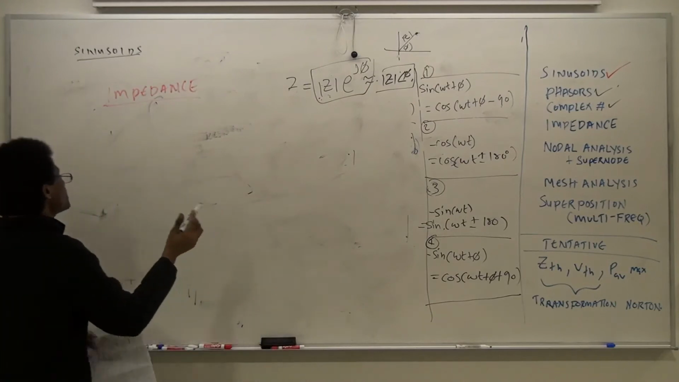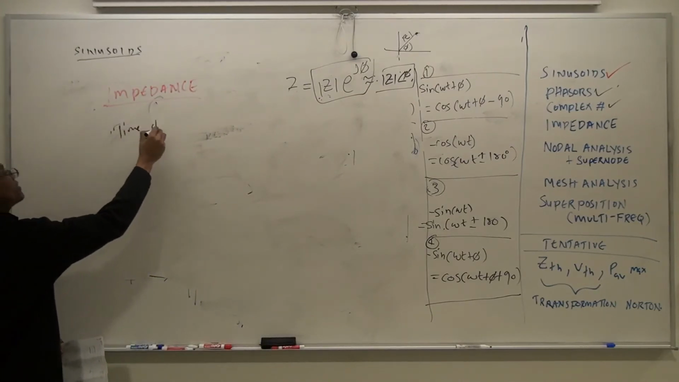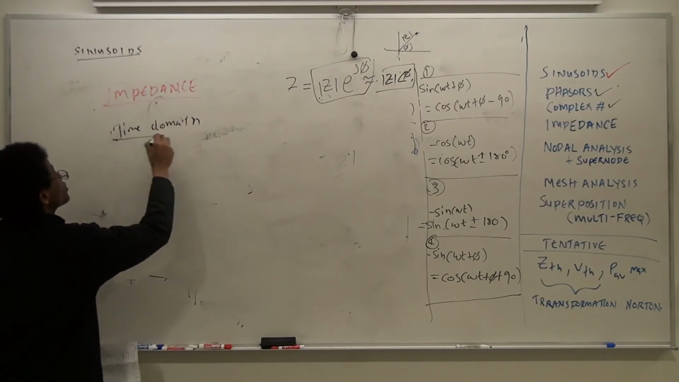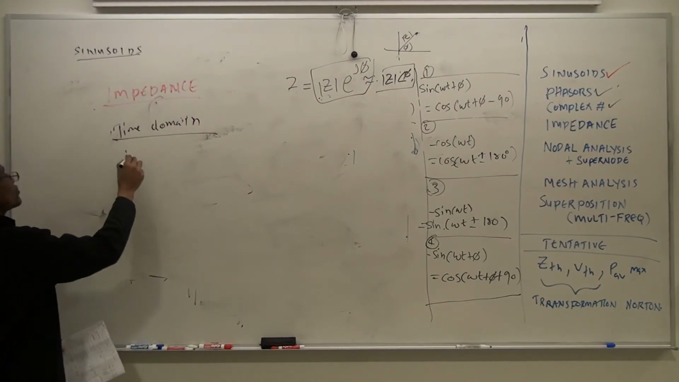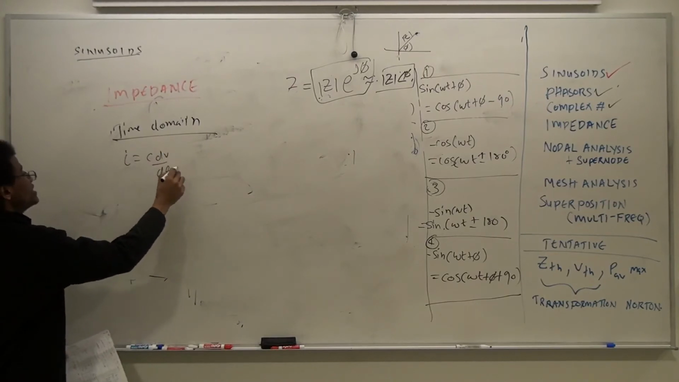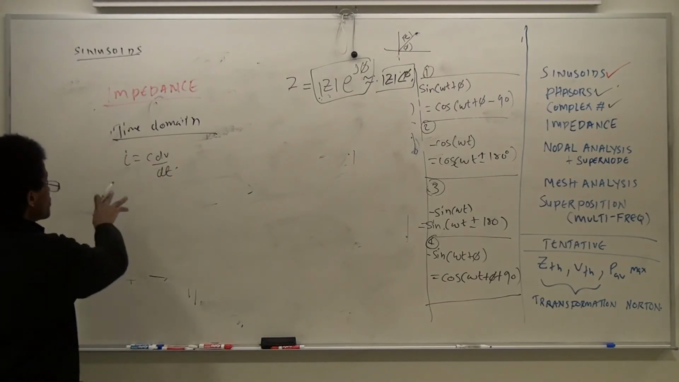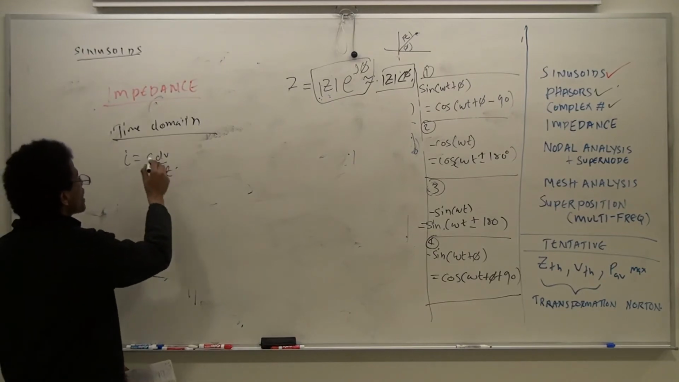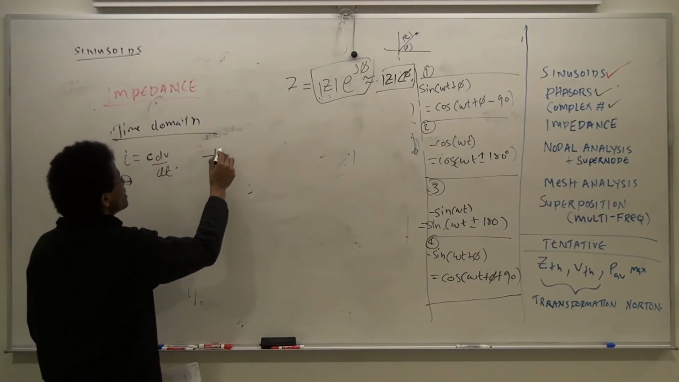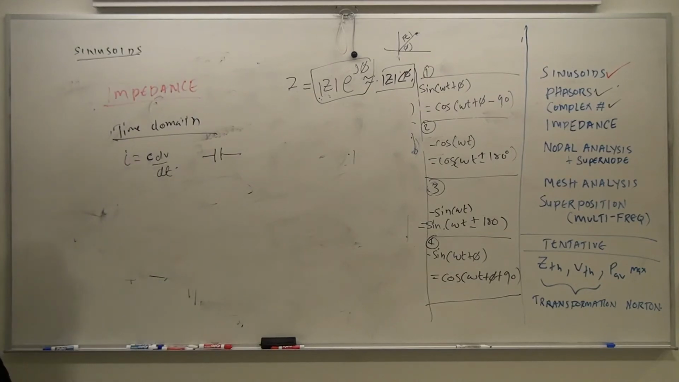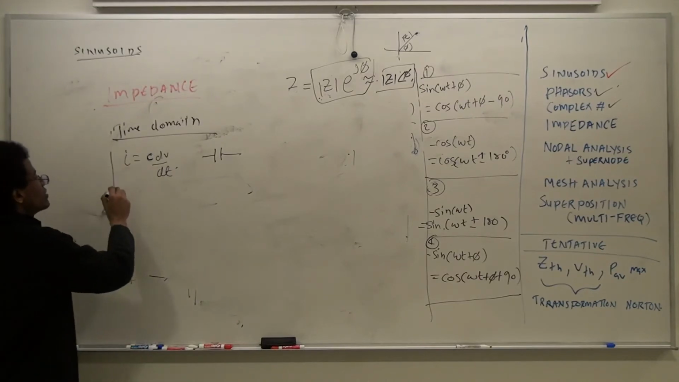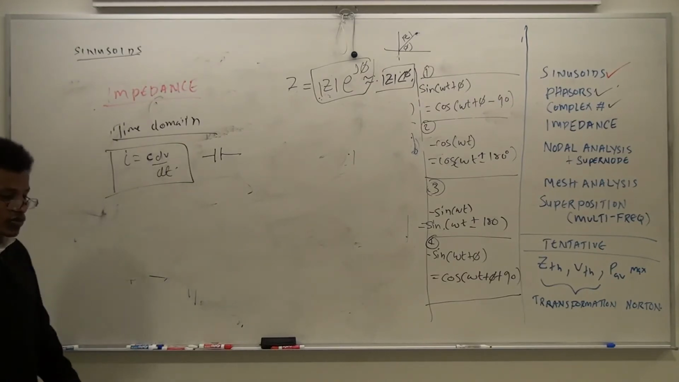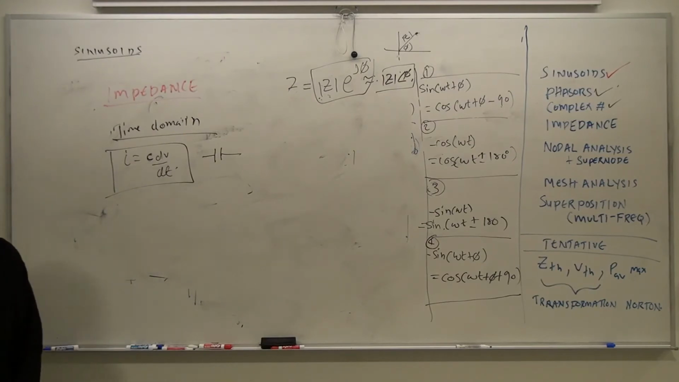So, remember in the time domain, I don't know if you recall this, but I'm going to assume that you can. I equals C dV/dt. That's the case, right? In the time domain, this applies to a capacitor. You can see here, this is a capacitor in the time domain: I equals C dV/dt. Can somebody tell me what you call this expression in mathematics? A differential equation. What order is it? First order differential equation.